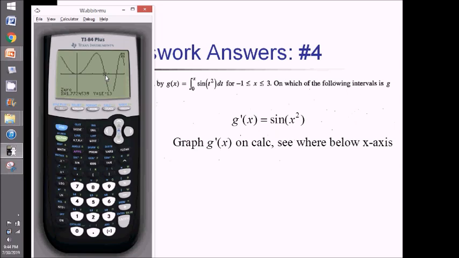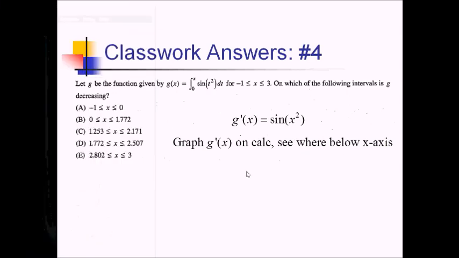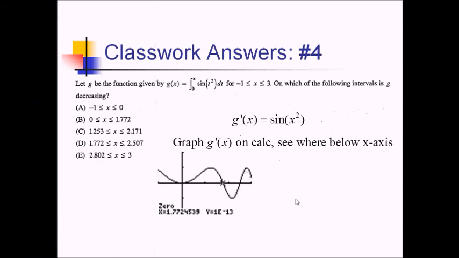And I'm just going to quickly do an alpha trace 0 call again. So now I'm trying to find this 0 over here. So I'm going to move a little past it, press enter a third time, and now this is going to be about 2.507. So here's what it looked like on my grapher, more or less. And then from 1.772 to 2.507 is where the original function g is decreasing. So that gives us answer choice D.